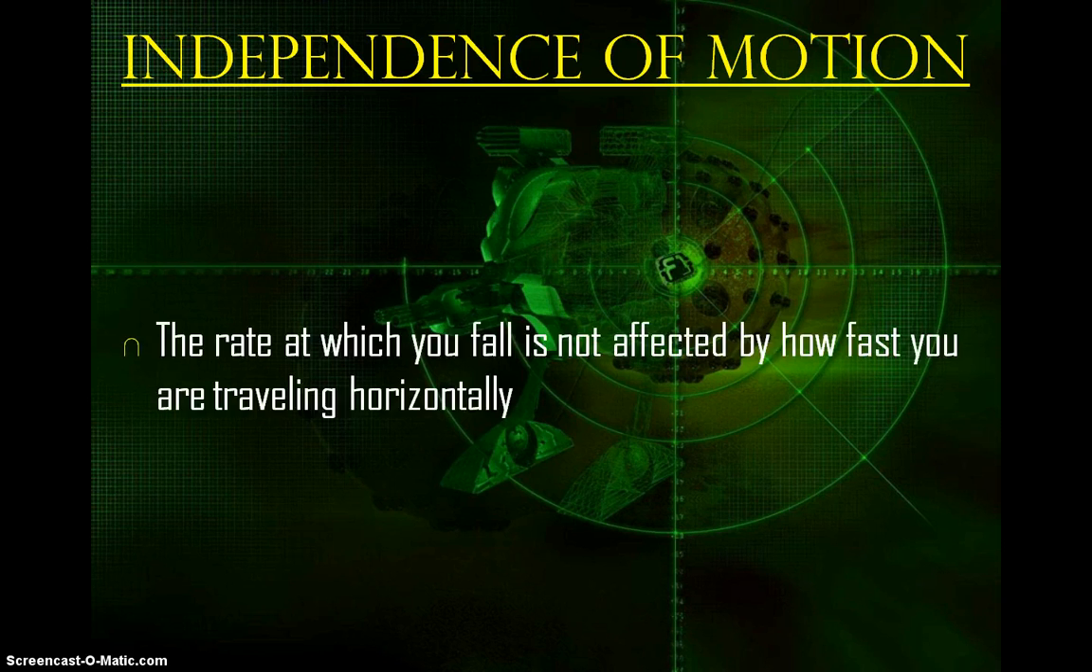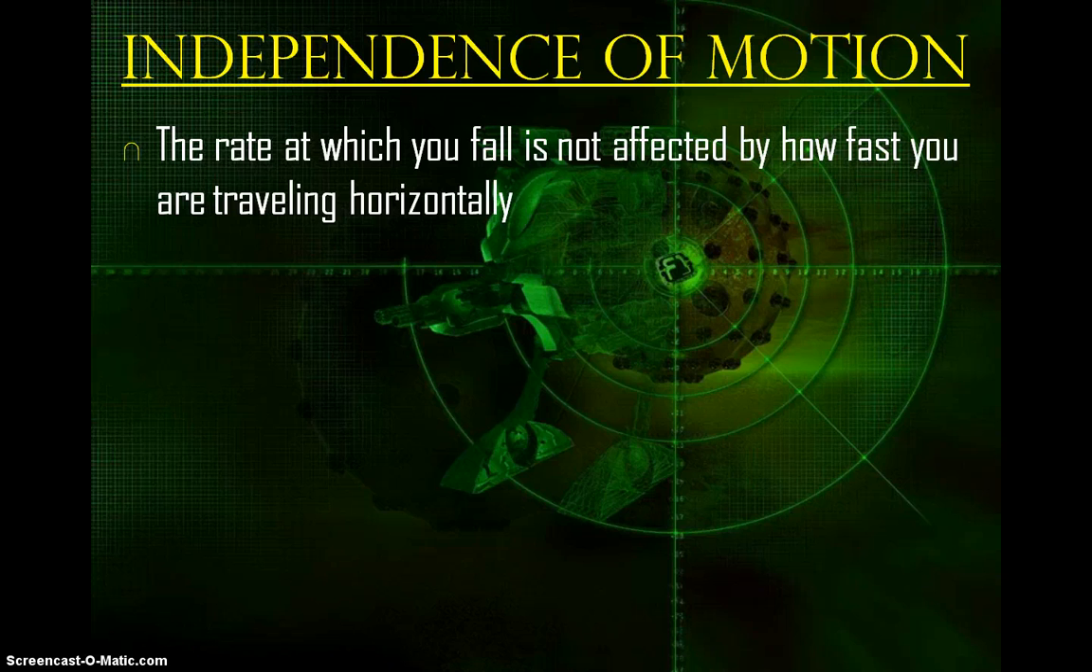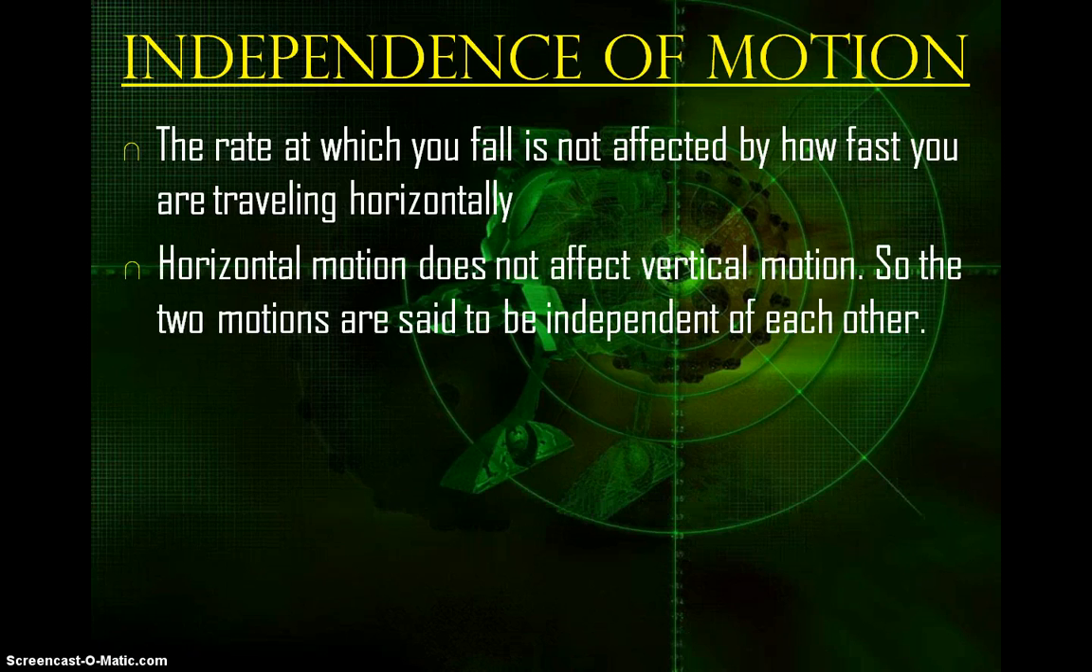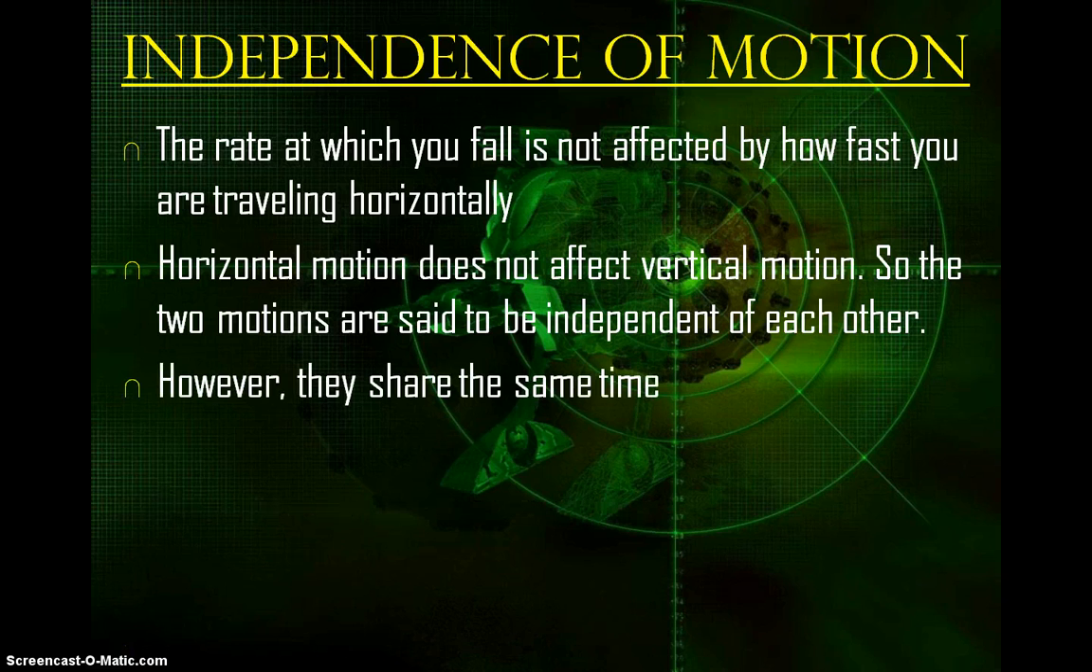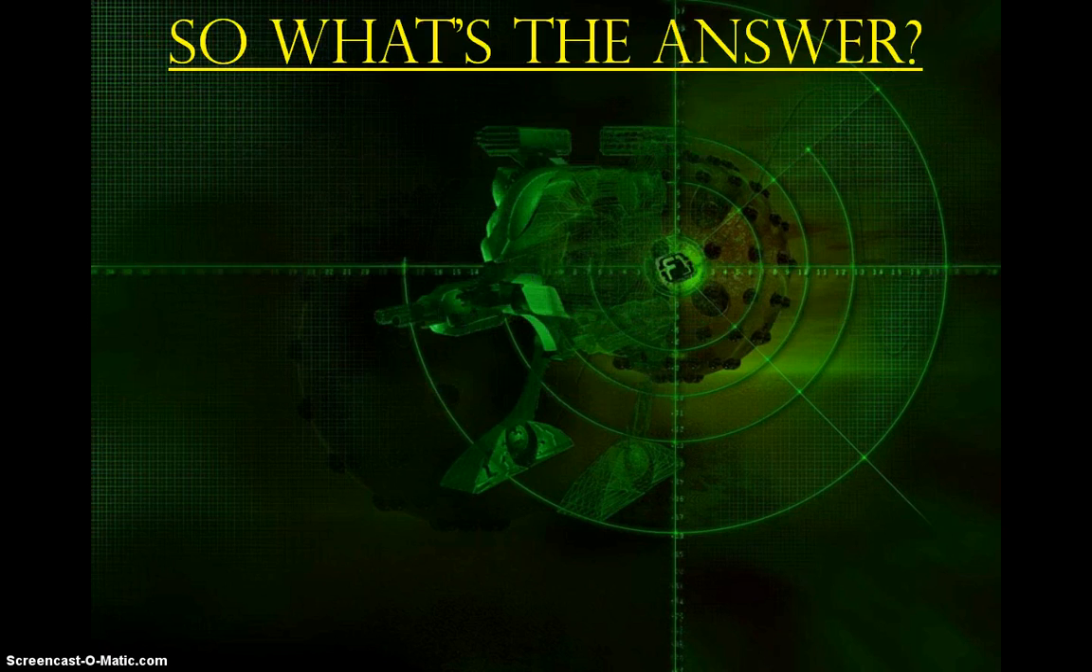So motion is independent. The rate at which you fall is not affected by how fast you're traveling in the horizontal direction. So even though a bullet is traveling extremely fast, how long it takes to fall to the earth is not affected by that horizontal motion. Horizontal motion does not affect vertical motion whatsoever. They are completely independent of one another. The only thing that links the two is time, and that's how we're going to solve for different parts of the problem. Now, if we think about vertical motion and time, how long it takes for something to fall to the ground, the only thing that affects that is gravity, so we can calculate that fairly easily.